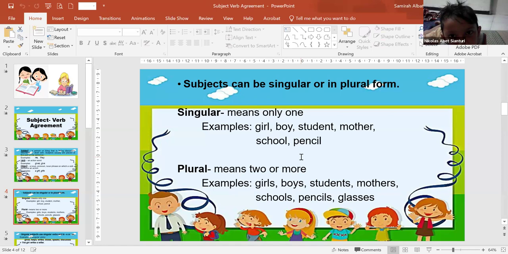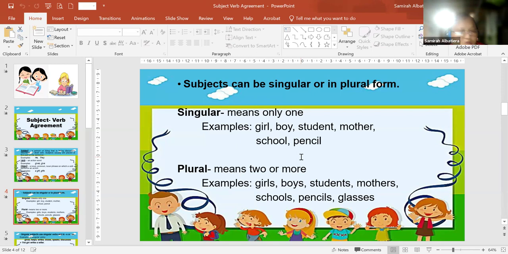If you are talking about one subject, then we are actually talking about a singular subject. So when you talk about girl, meaning there is only one girl that we are talking about. When you talk about boy, meaning there is only one boy. A student, only one student. Mother, only one mother, school, and pencil.